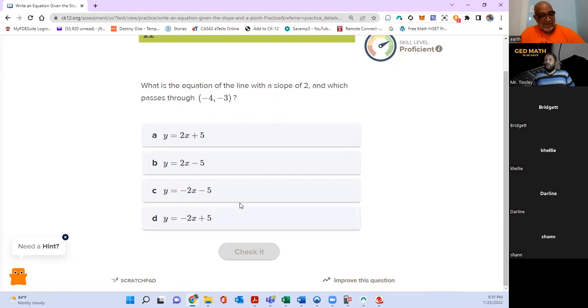Perfect. What is the equation of the line with the slope of 2, which passes through (-4, -3)? And this time I'm only going to give you 2 minutes. So I'm going to set the timer now and send me your answer in the chat. Now you should be able to get rid of 2 right away, and you should be able to plug these in and get it within 2 minutes.